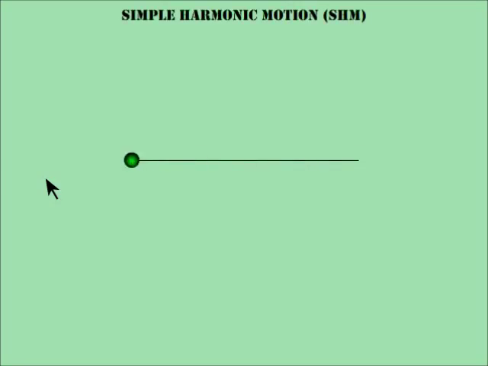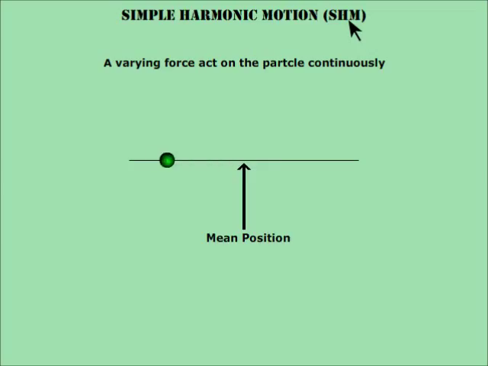Simple harmonic motion. It is called SHM in short and has the following features. It is a to and fro motion and the particle crosses a mean position repeatedly. A varying force acts on the particle continuously. This force is called the restoring force and is always directed towards the mean position.